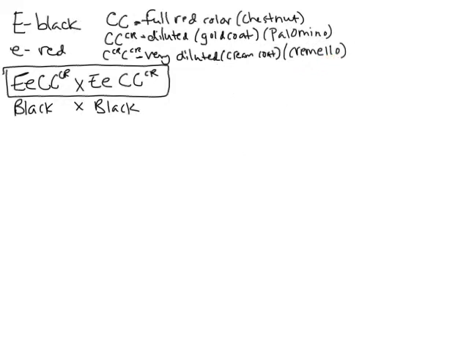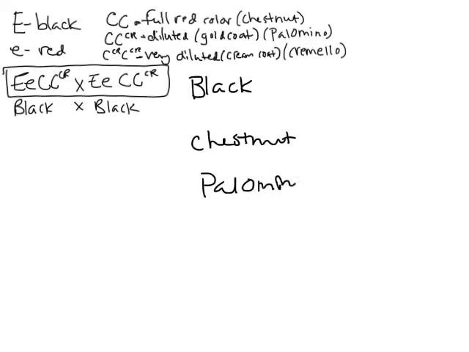So let's look at the types of genotypes in order to get the phenotypes. So we can have a black horse, we can have a chestnut horse, we could have a palomino horse, and we could have a cremello horse. To get a black horse, we need a big E and anything else, both for the E's and the C's. To get a chestnut, palomino, or cremello, all of those are red-based, so red only comes out when you have two little e's.